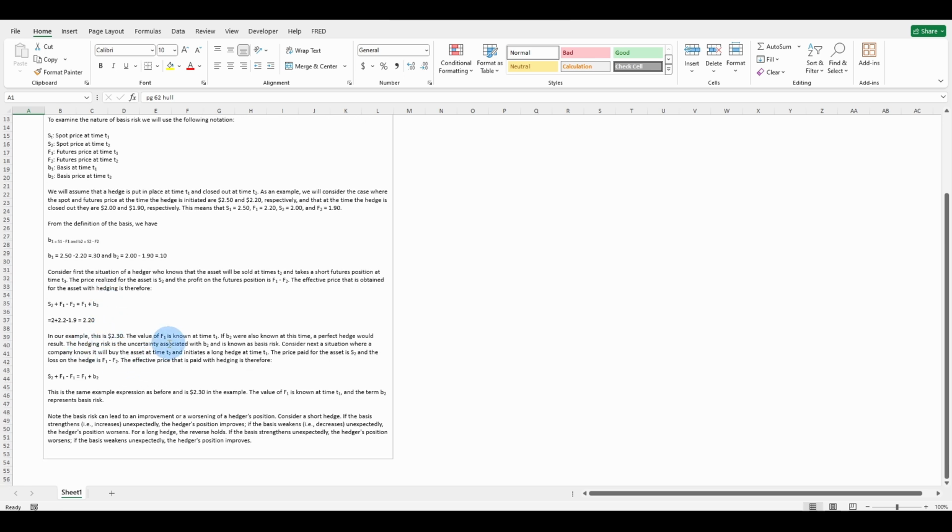The value F1 is known at time T1. If B2 were also known at this time, a perfect hedge would result. The hedging risk is the uncertainty associated with B2 and is known as basis risk.